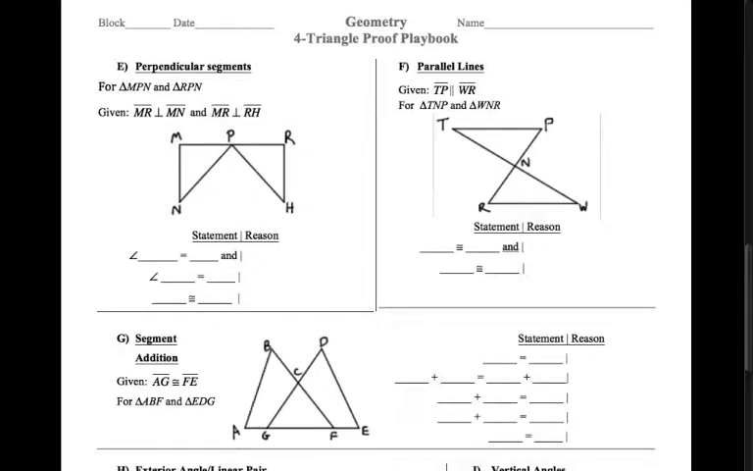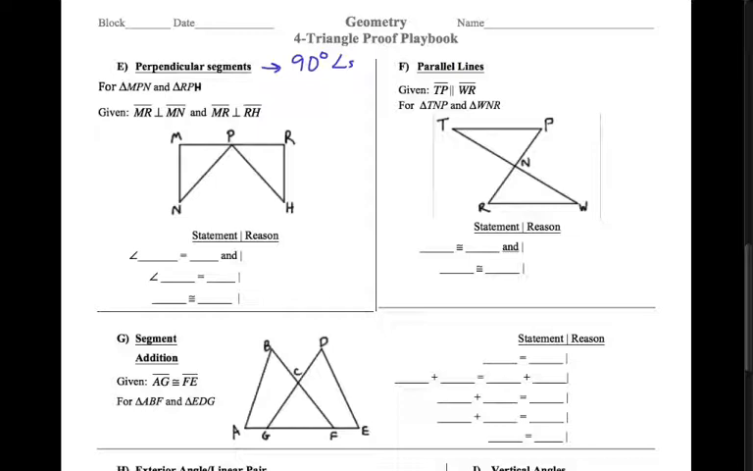What if you have perpendicular segments? Well, what do perpendicular things do? They make 90-degree angles, right? Okay, so in this case, we're talking about triangles MPN and RPH. Did you see that? I just made that mistake. Anyway, I didn't have the H's there. Actually, why don't you put an H right here, right there. I forgot the H.